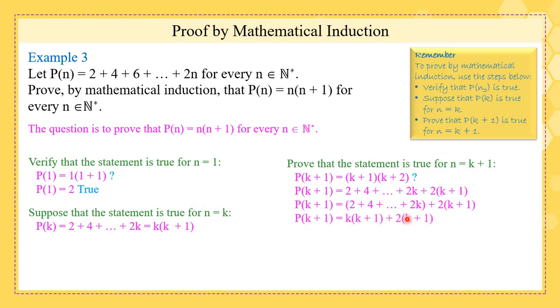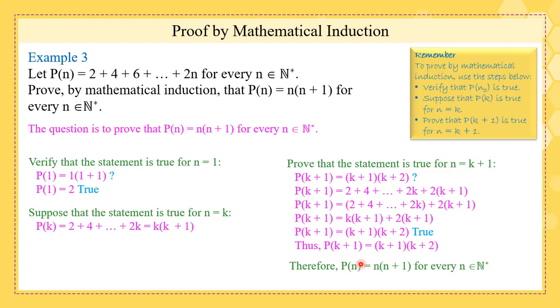Remember, the rank which is just before k plus 1 is k. Well, what is 2 plus 4 plus blah blah blah plus 2k? It's k into k plus 1. This is by supposition, plus 2 into k plus 1. And if we take k plus 1 in common, we get k plus 2, and this is true. This is what we need to prove, and this is true. Thus, we can say that p of k plus 1 is k plus 1 into k plus 2. And finally, we can say that p of n is n into n plus 1 for every n.